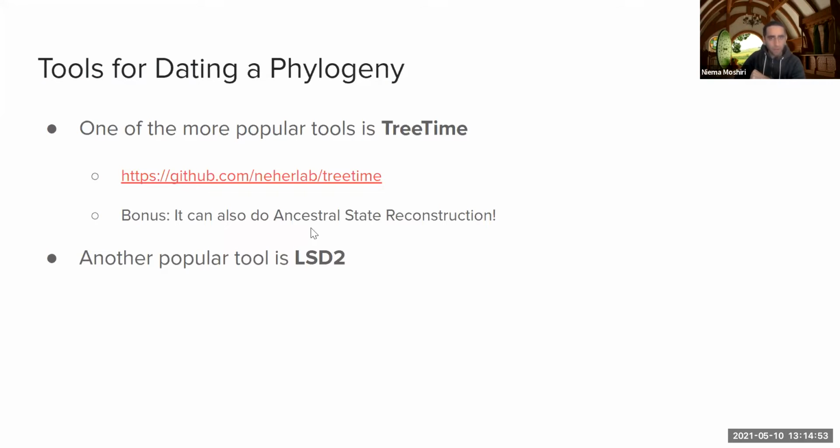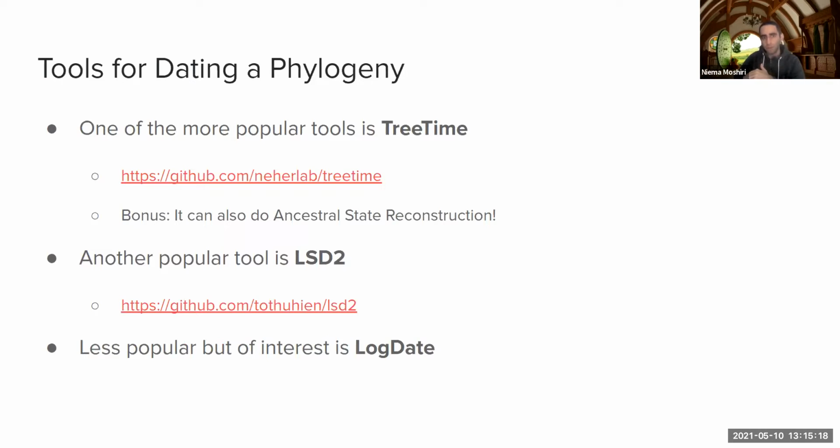Another popular tool is called LSD2. LSD stands for least squares dating. It's not what you might think LSD stands for. It uses an approach called the least squares method to determine those branch length mutation rates. And LSD2, you can find on GitHub as well. I don't remember what language this one's written in. I think it was C++, but I'm not 100% sure.